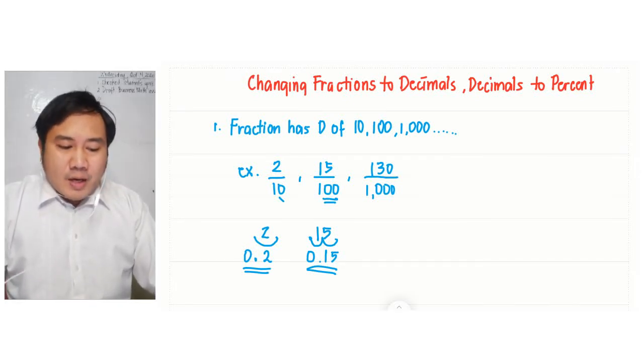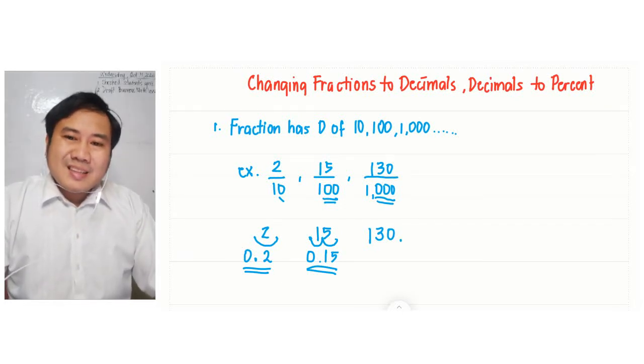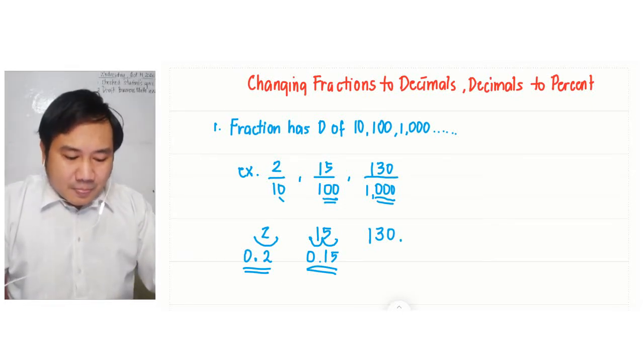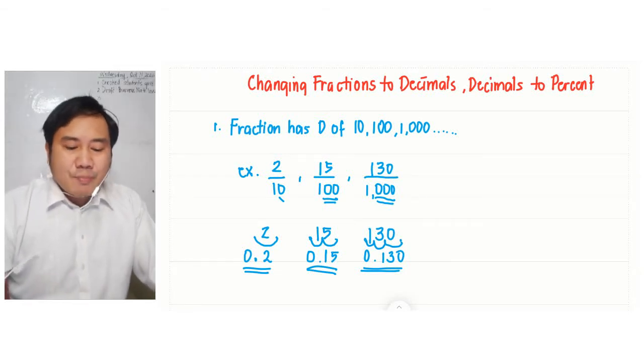Next, 130/1000. Write the numerator, 130, and then nandito lagi ang decimal point ng isang whole number. We have 3 zeros in the denominator. So, we will move 3 decimal places to the left. 1, 2, 3. So, nandito na yung decimal point. So, that's 0.130. So, 130/1000 is 0.130 in decimal number.